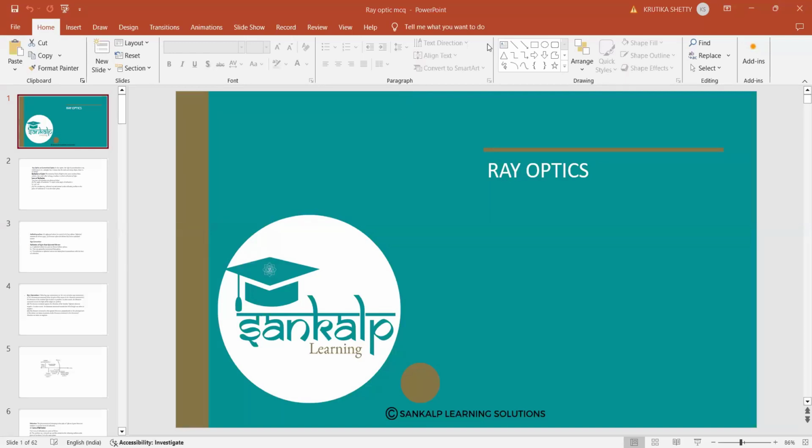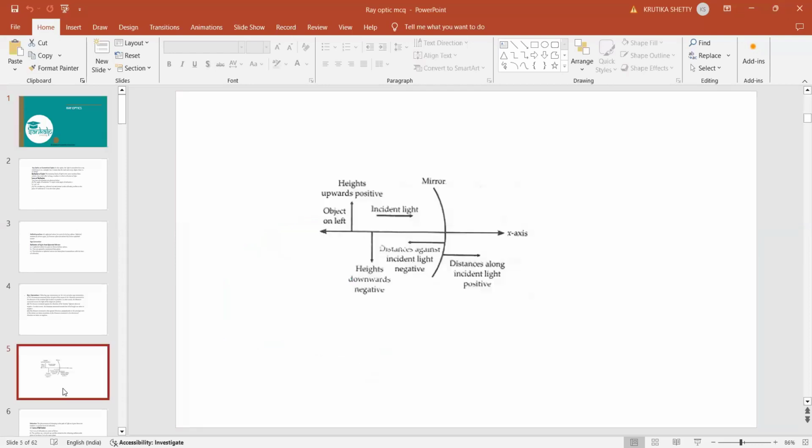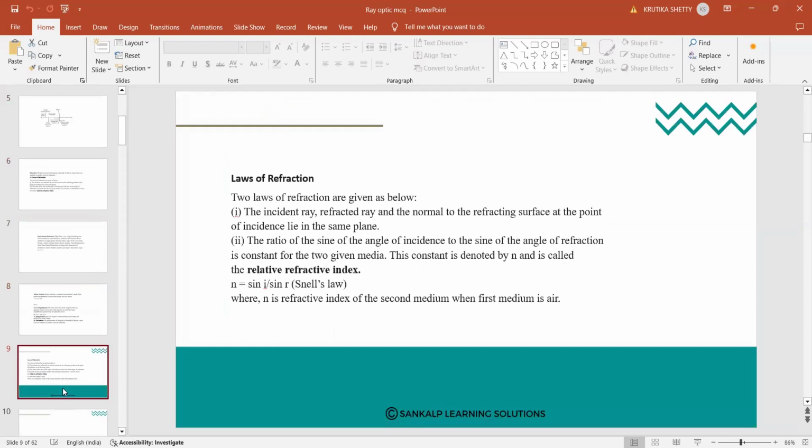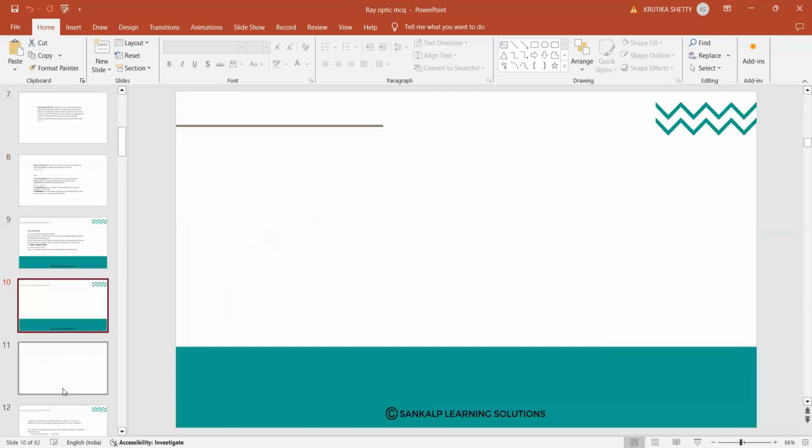Okay, let us start with today's class. In the last class, we discussed total internal reflection. Today we need to discuss the prism formula. Then we will go for the lens and the lens maker's formula. Okay, so let us see, what do you mean by prism first?